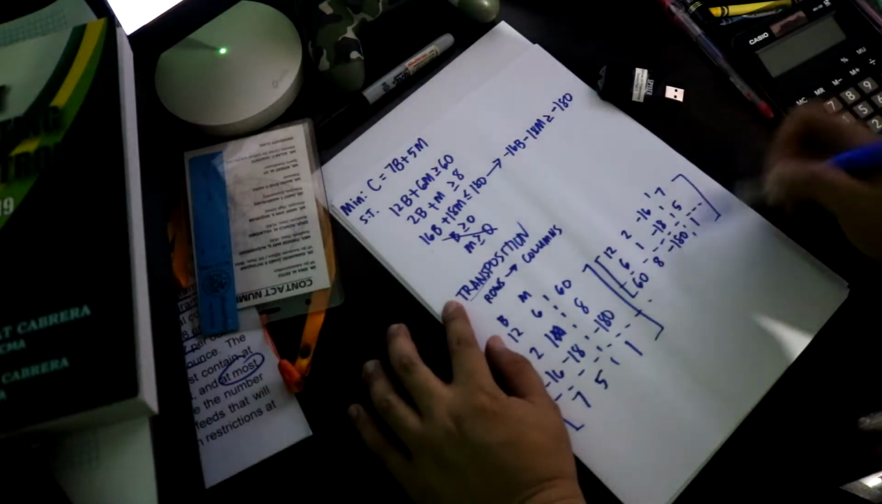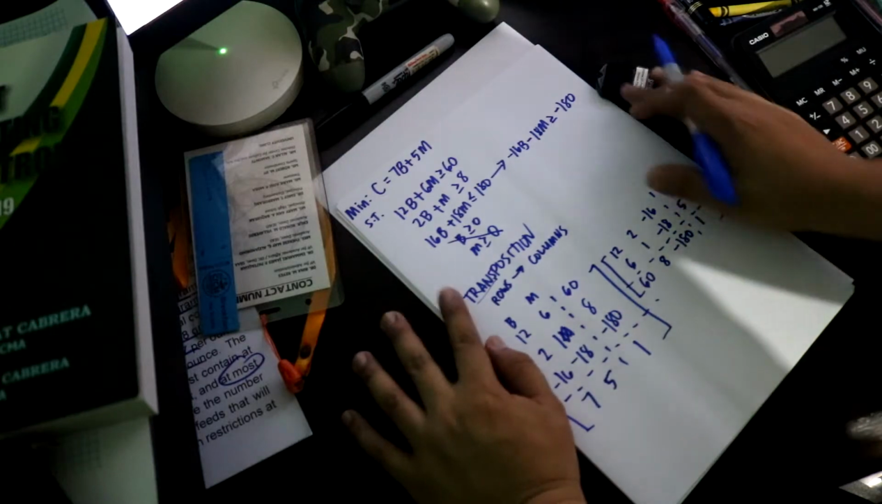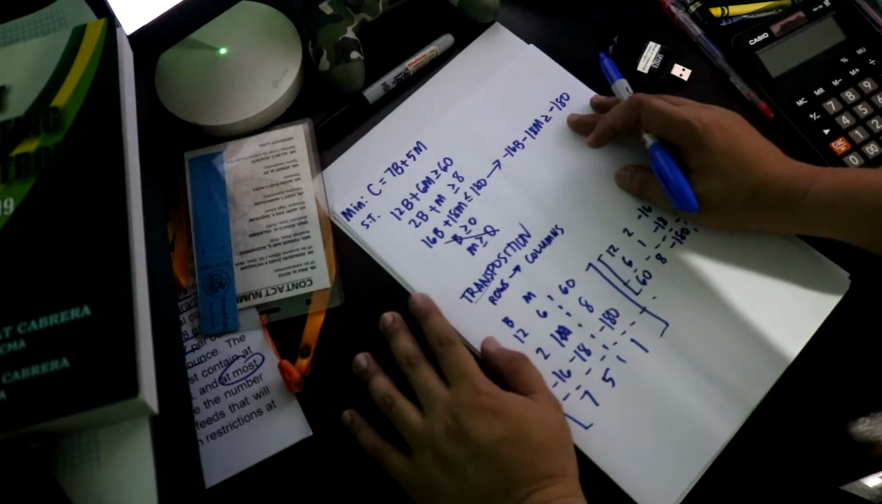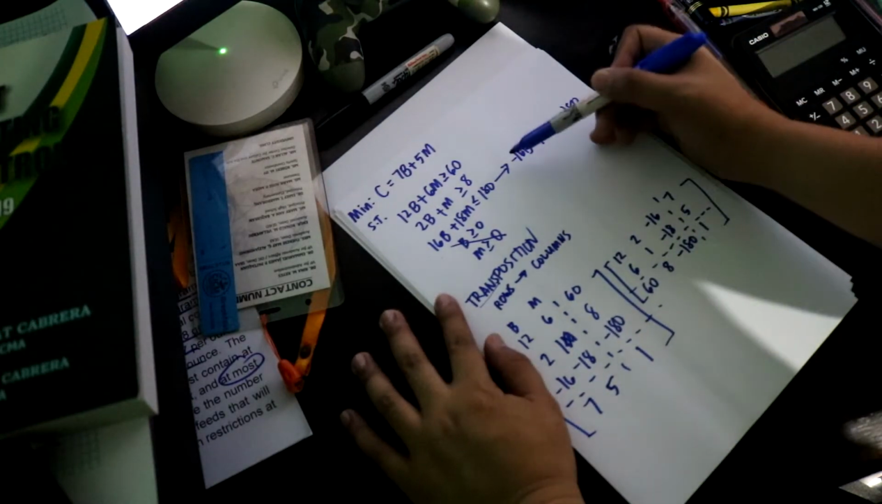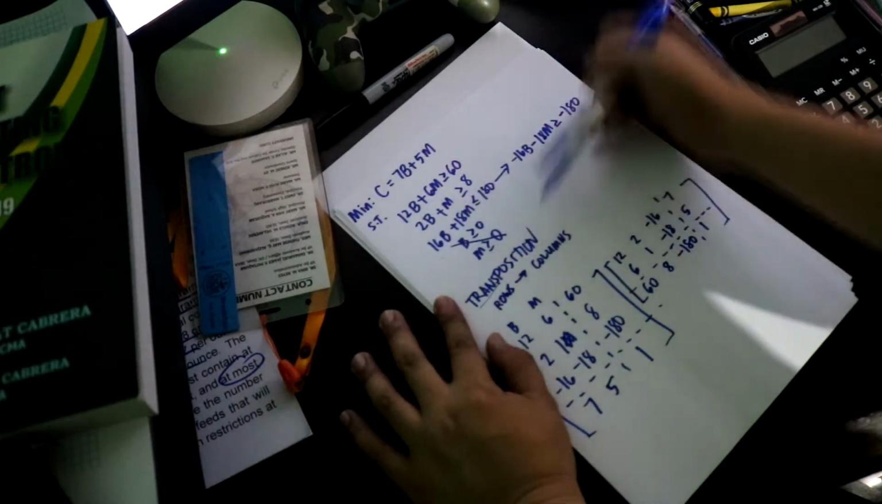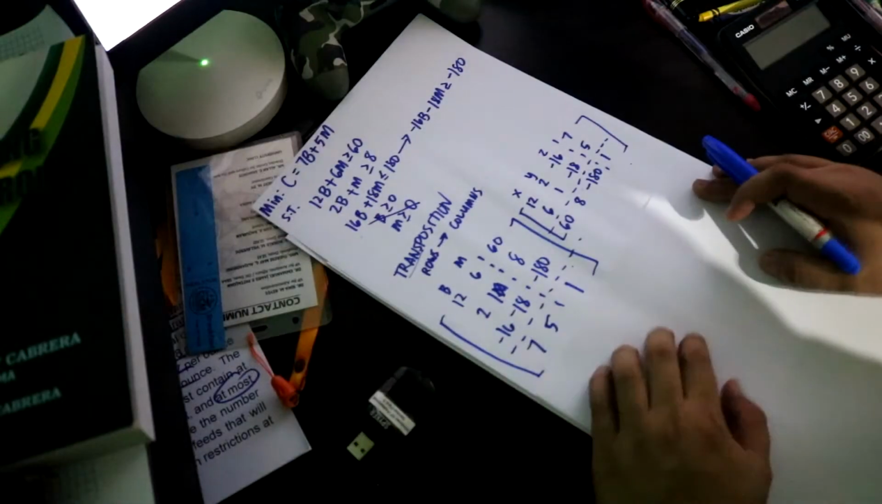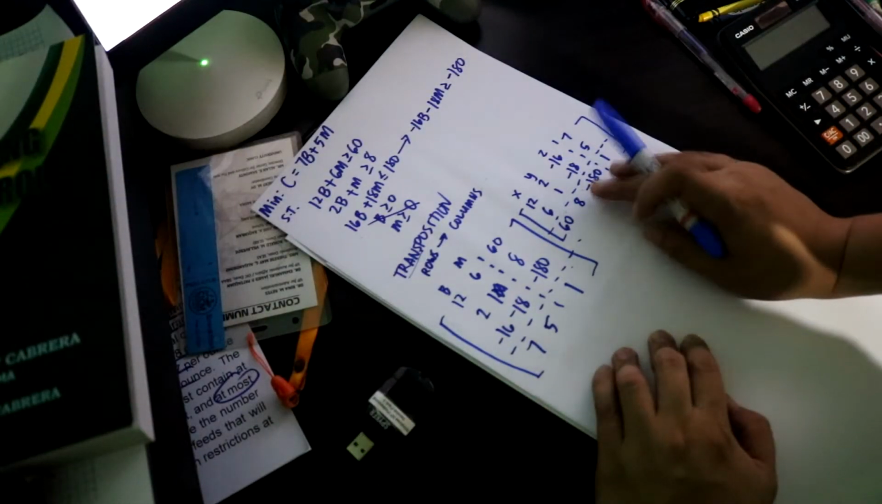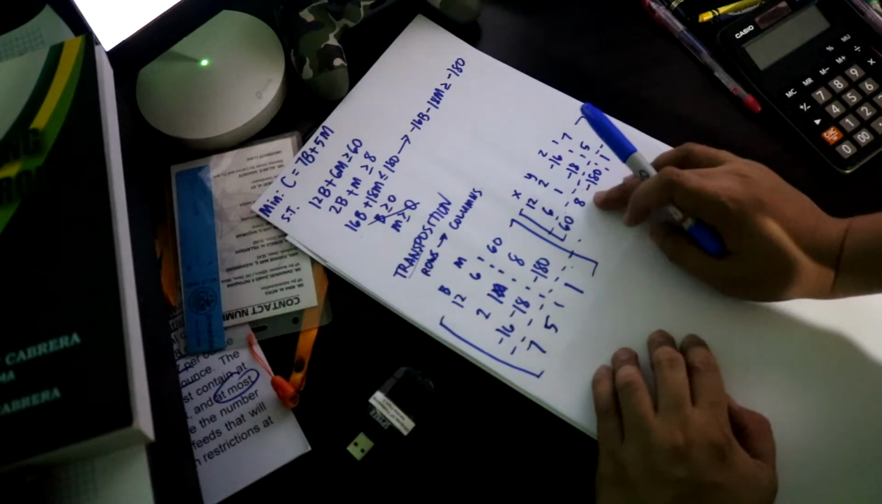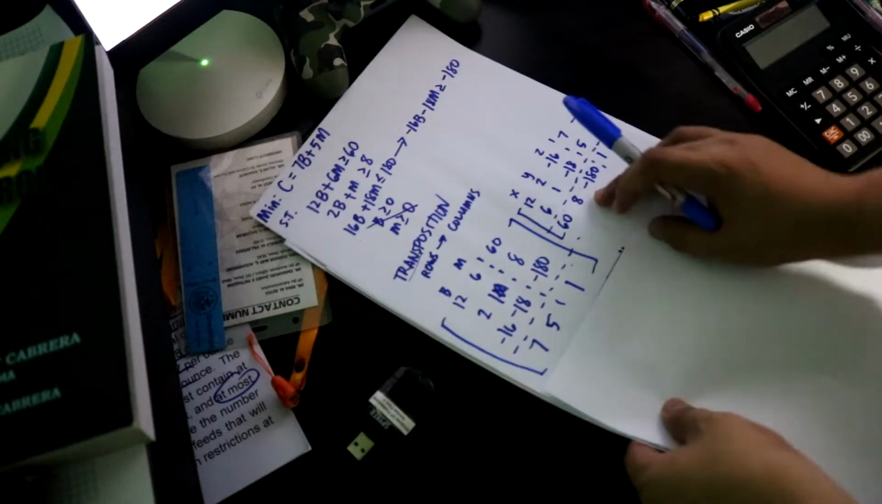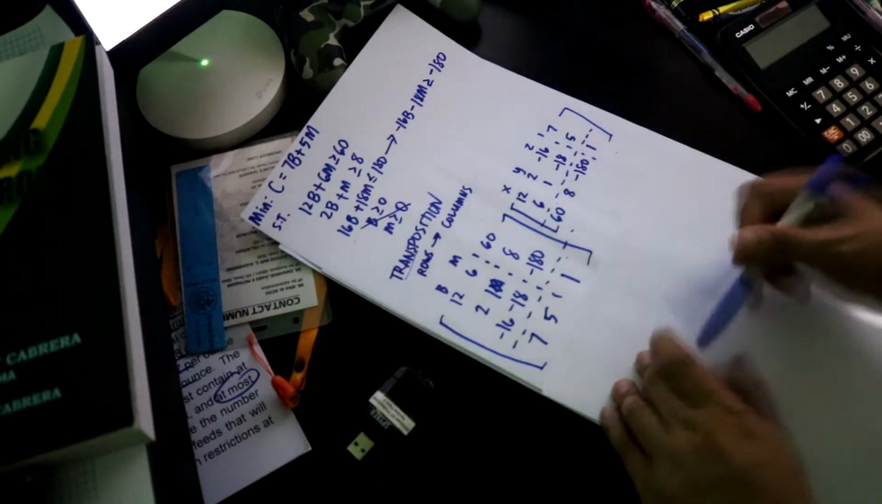From our matrix, we are now going to derive our maximization problem. As I mentioned a while ago, the idea here is to transform this minimization problem into a maximization problem. So now from this transposed matrix, we are now going to derive our maximization problem.